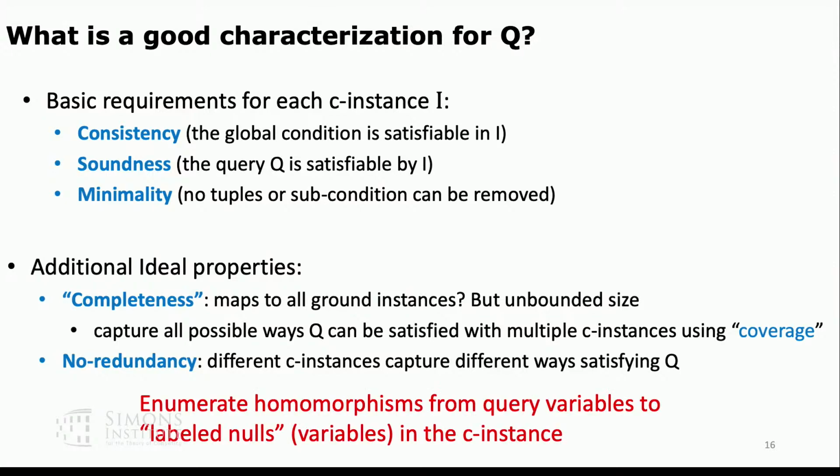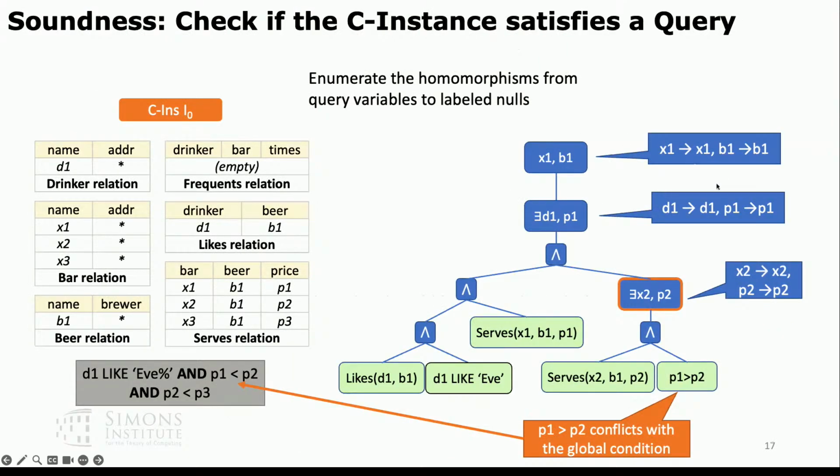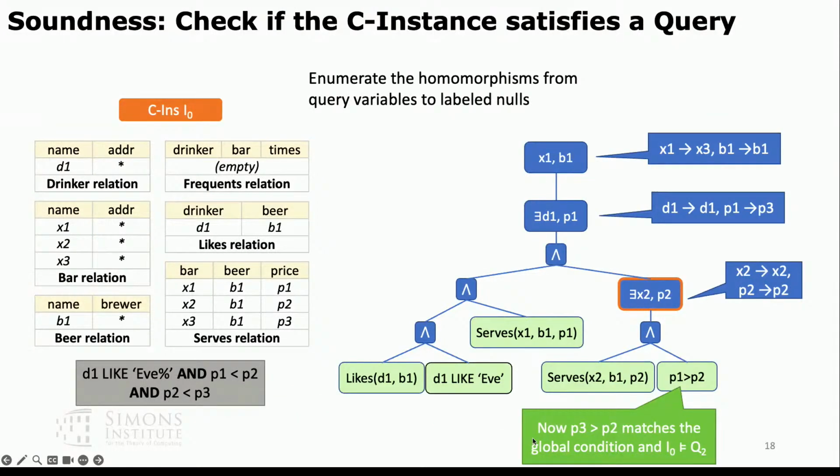So how do we get to this solution? We are enumerating homomorphisms from query variable to label null in the C instance. Let's see a quick example for the soundness: these are the free variables, these are the query tree, and then we are looking at all these different mappings. Eventually, this conditional instance does not satisfy this query tree, but for another mapping this is now satisfied, so this could be a solution. Okay, I will walk through a very short example later.